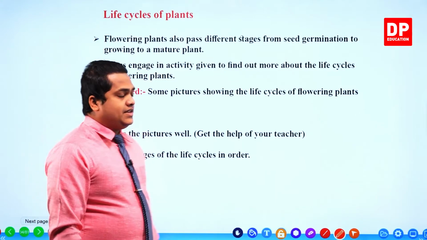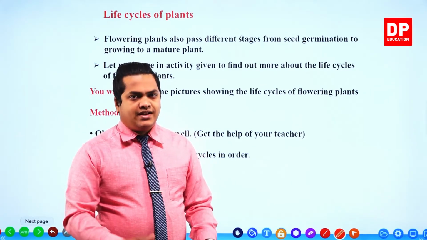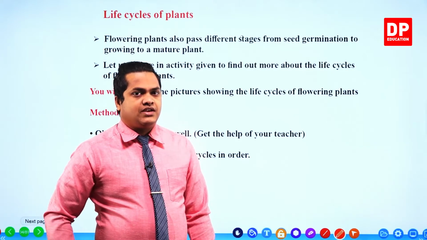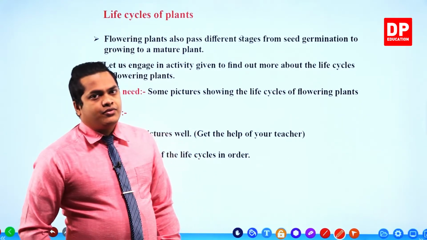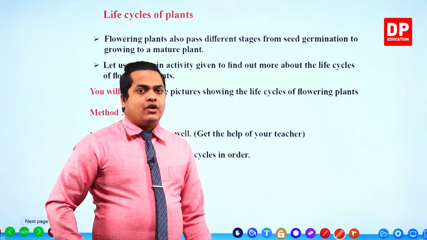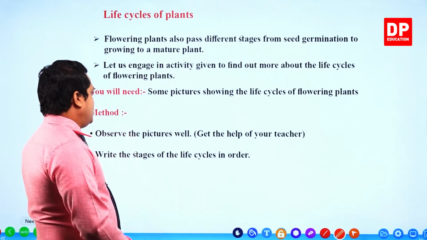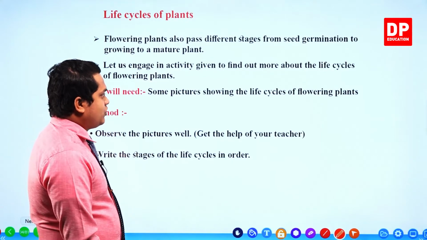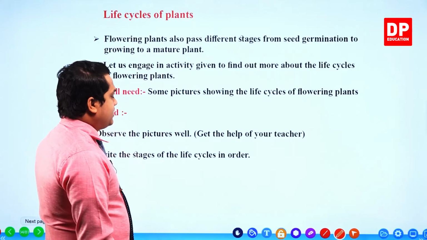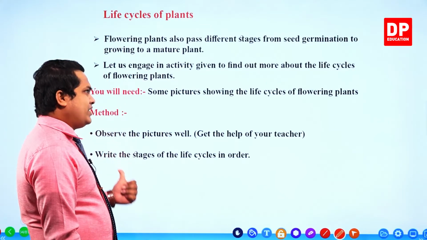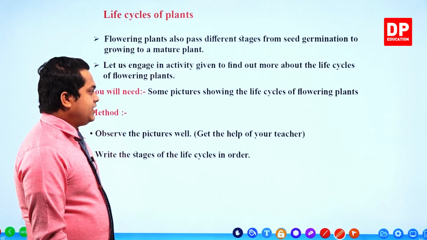So in the earlier chapter, when we were discussing the life cycles of organisms, we studied the life cycle of plants, my dear children, right? So what you have to do is really simple. You have to repeat the same activity once more. You will need some pictures showing the life cycles of flowering plants. How to do this? It's very simple. Observe the pictures well. Get the help of your teacher.